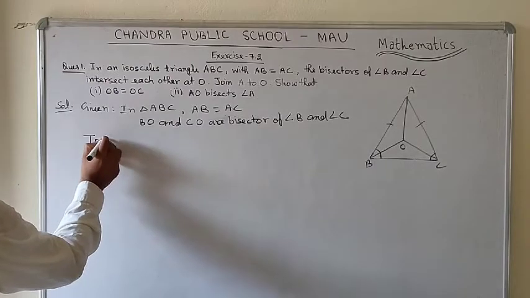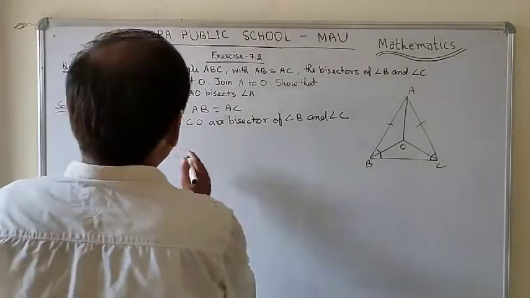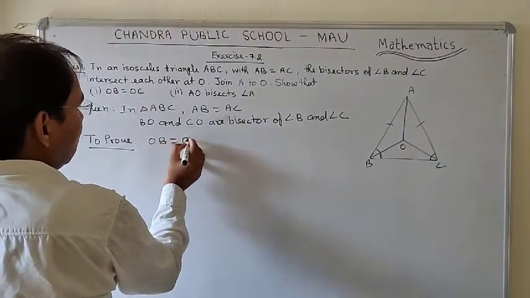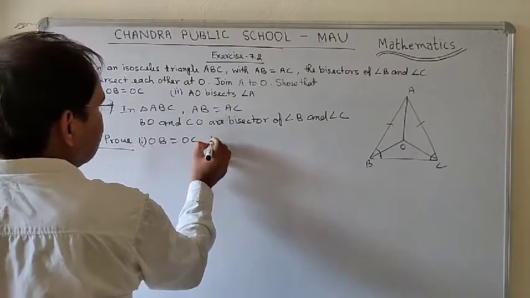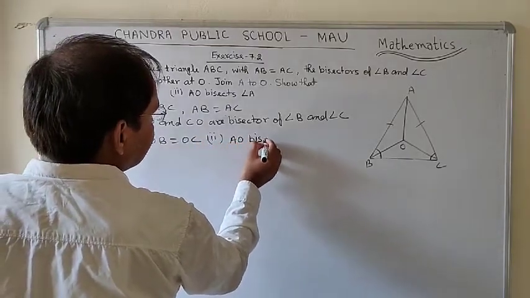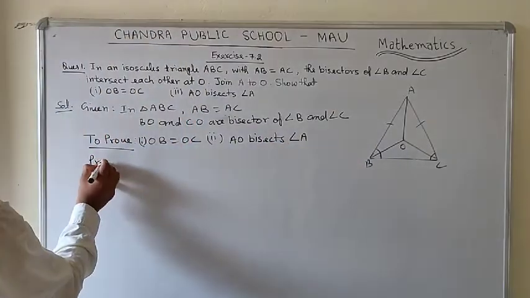Now to prove, what you have to prove? You need to prove that OB equal to OC, that is the first part, and second you need to prove that AO bisects angle A. Now I am going to give the proof.